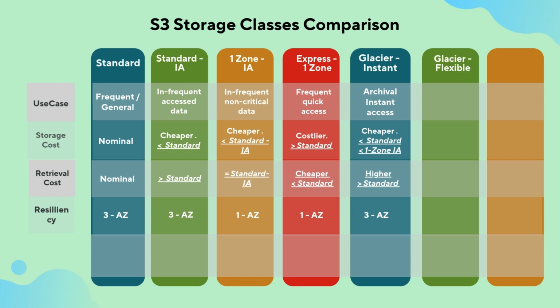The next one is called Glacier Flexible Retrieval. Again, this is for archival, but you do not need instant retrieval. Rather, it can be flexible. At times you want to instantly retrieve, at times you can wait for a few minutes, and at times you can wait even for a few hours. The cost of storage is even lower than Glacier Instant.